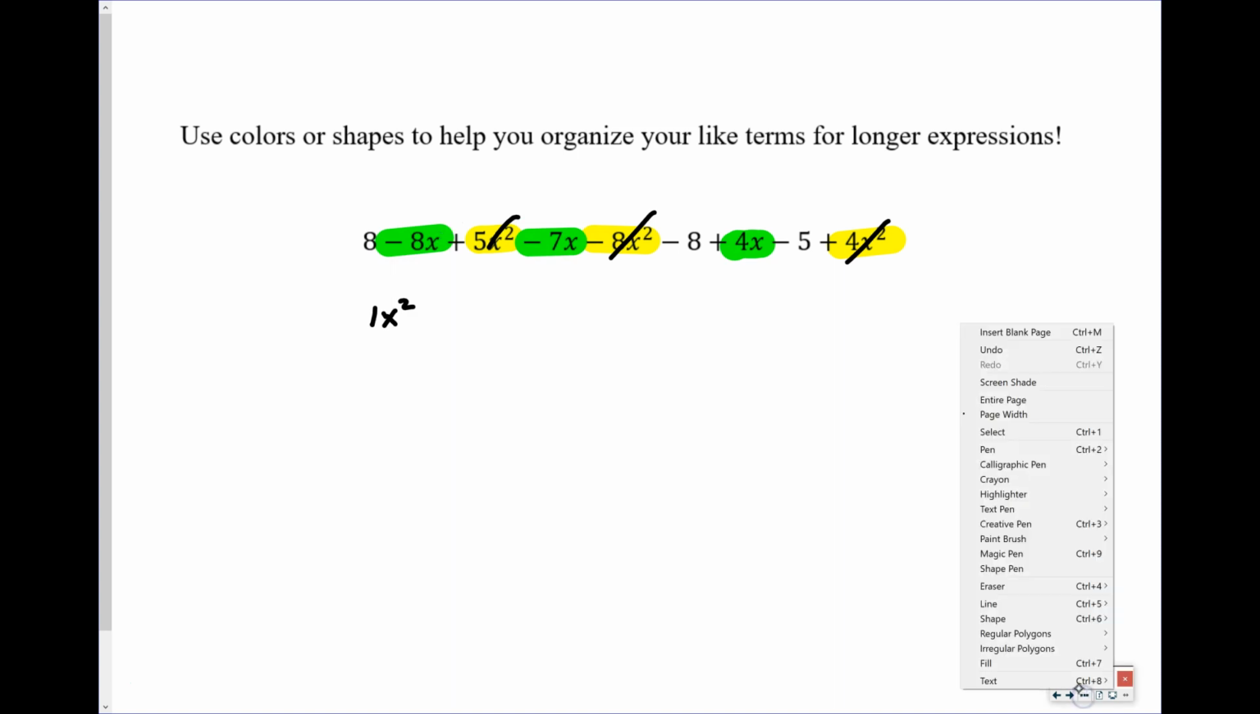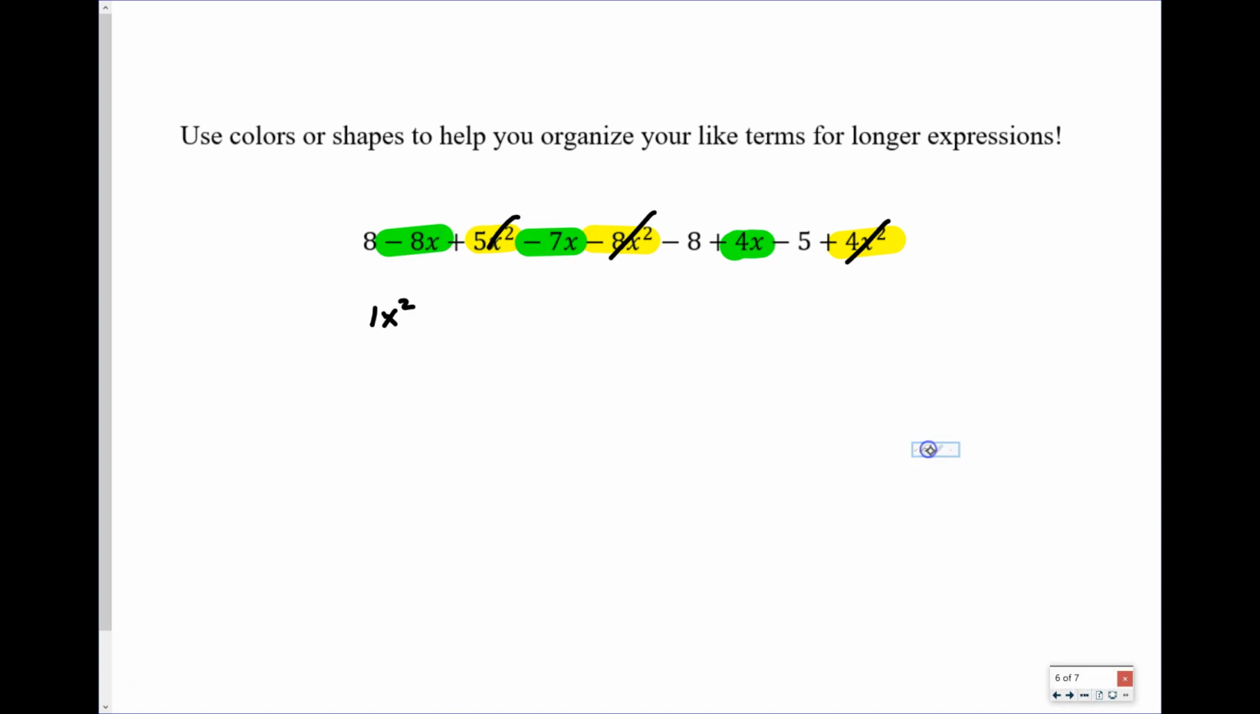Now you can of course use your calculators. I'm doing it in my head, but you can use a calculator. Negative 8, negative 7 gives me negative 15. Negative 15 plus 4 gives me negative 11. So this becomes minus 11x. And then I cross them out because I've used them.